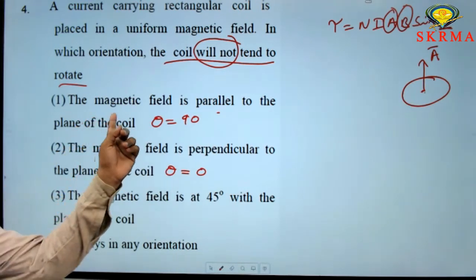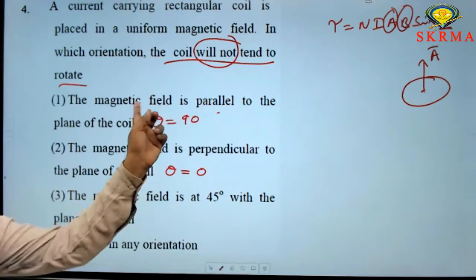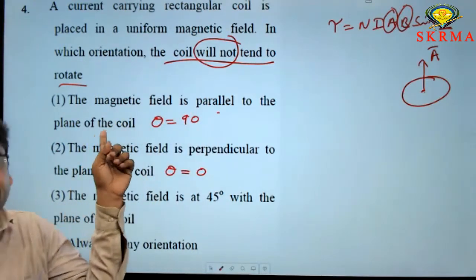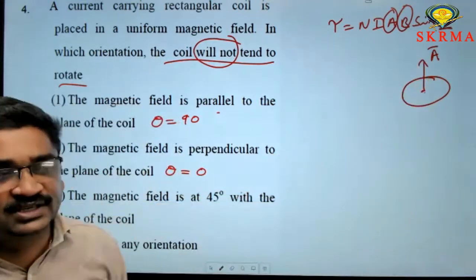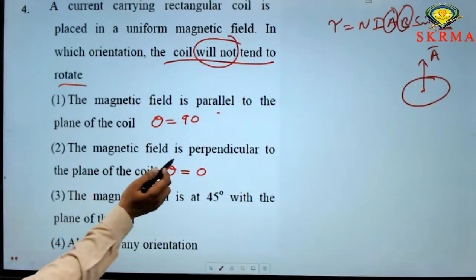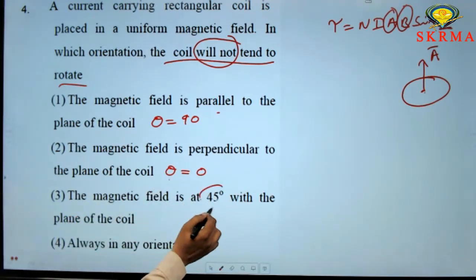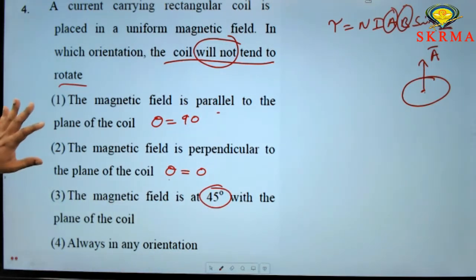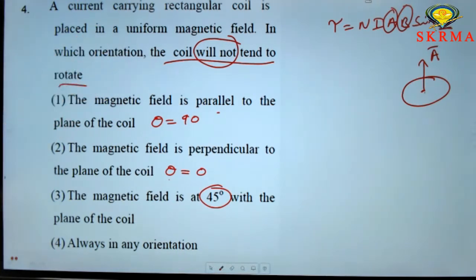So here it is parallel, so don't write theta as 0. So if the magnetic field is parallel to the plane of the coil, then the magnetic field direction and area vector are perpendicular to each other. Next, magnetic field is perpendicular to the plane means theta should be 0. Next, theta is 45 here, given. Next, always in any rotation. Now, finalize at which case torque will be 0.